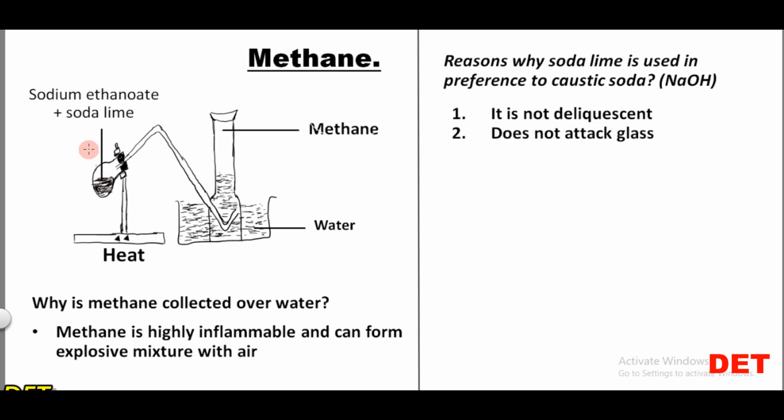Again, this is a laboratory setup for the preparation of methane. When a mixture of sodium ethanoate and soda lime is heated, methane is produced, and that methane is collected over water. The methane is collected by downward displacement of air, that is, the methane goes up, because methane is lighter than air. The reason why methane is collected over water is because methane is highly inflammable and can form an explosive mixture with air. So this is very important.